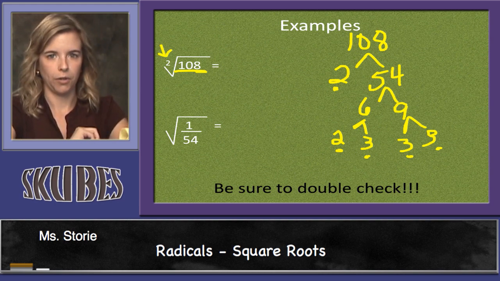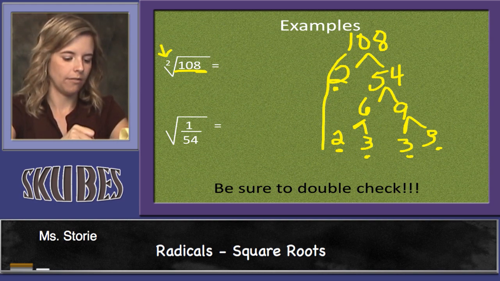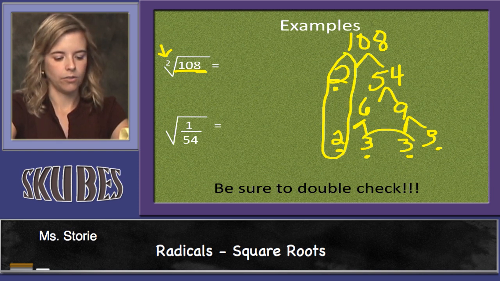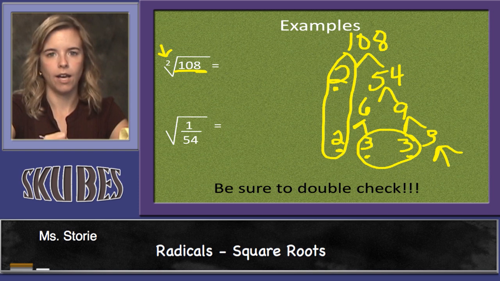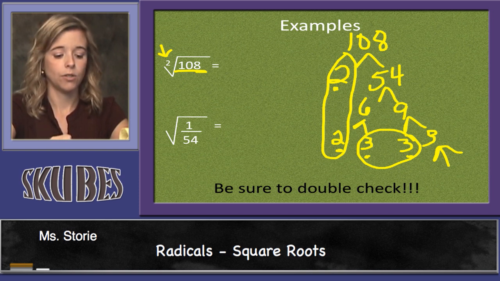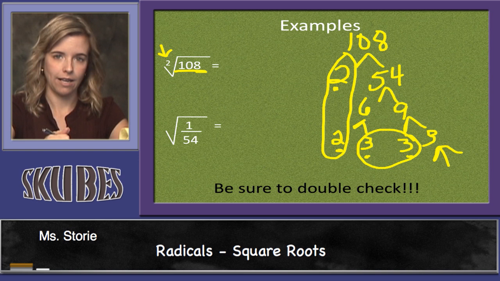Index says 2, which means we're looking for pairs to pull out. So I have a pair of 2's, and then I also have another pair of 3's. And this time, we do have a lonely single guy who didn't have anybody to pair up with. So that lonely single one stays inside the radical sign and becomes the new radicand.